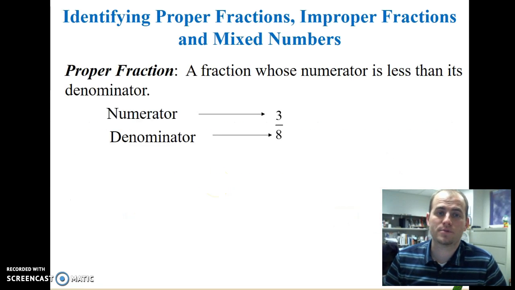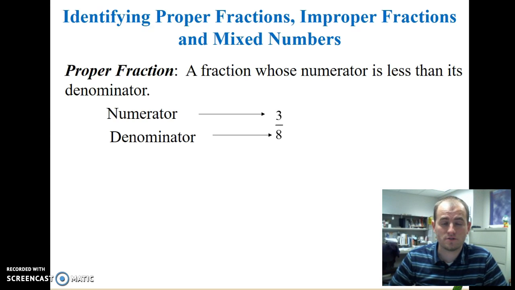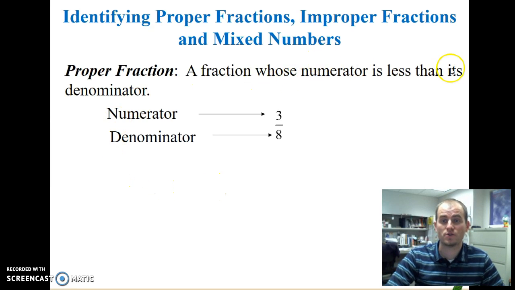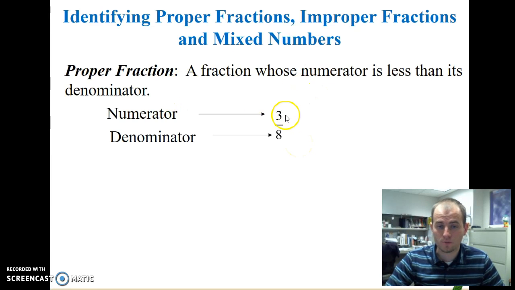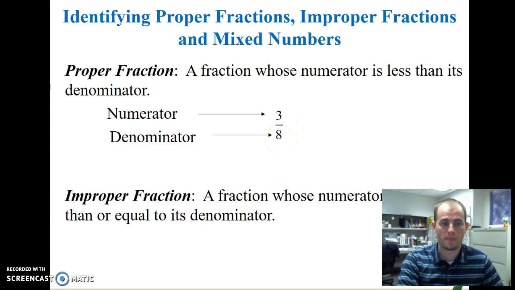Alright, there's 2 types of fractions. There's proper fractions and there's improper fractions. A proper fraction is one that you're used to. It's when the numerator is less than its denominator. So 3/8, or 3/4, or 1/2, or 1/4. When the top number, the numerator, is smaller than the denominator, it's called a proper fraction.